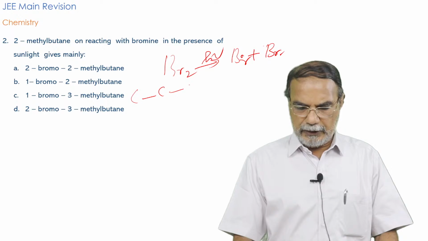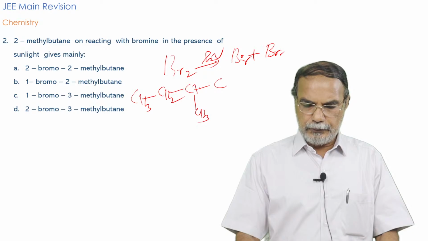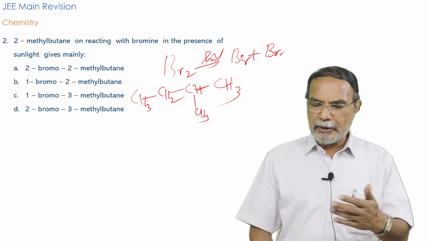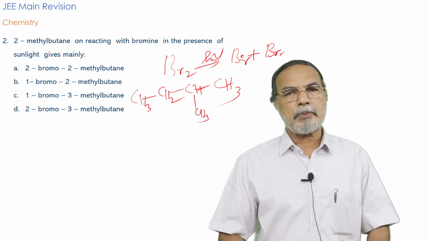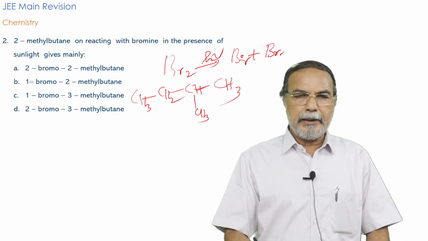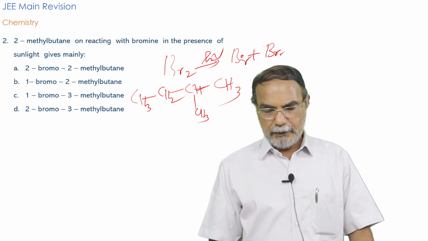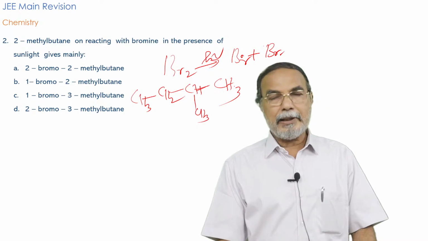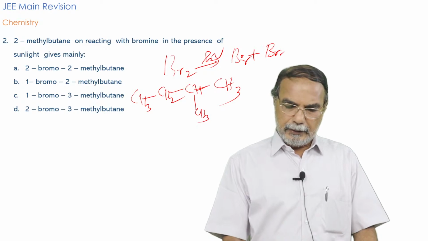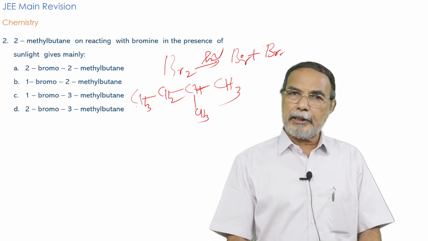So you have 2-methyl-butane. 2-methyl-butane is this one, CH3, CH2, CH, CH3, CH3. When a bromine radical attacks this molecule, the bromine radical will take a hydrogen, forming a radical on the hydrocarbon chain. What will be the radical on the hydrocarbon chain? If this hydrogen is detached, you will get a primary radical. If this hydrogen is detached, you will get a tertiary radical. If this hydrogen is detached, you get a secondary radical. And if this hydrogen is detached, you get a primary radical.